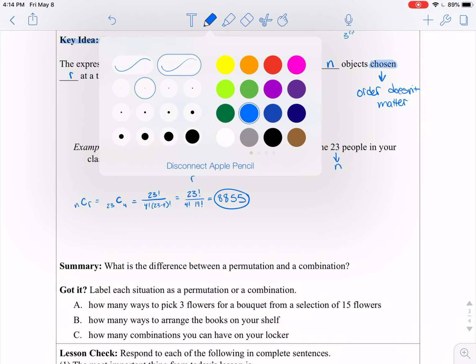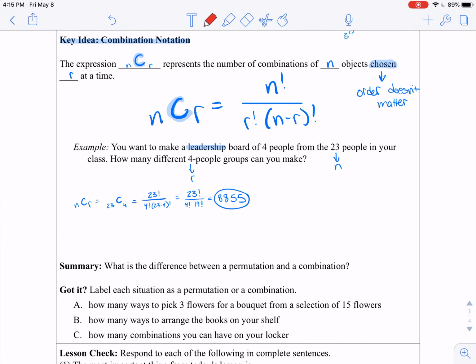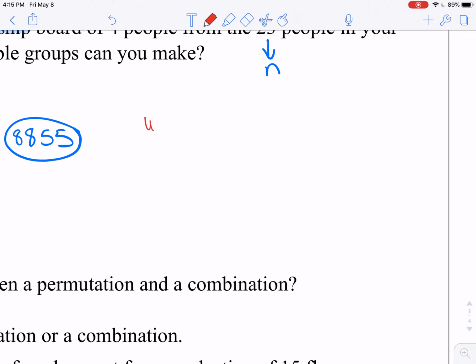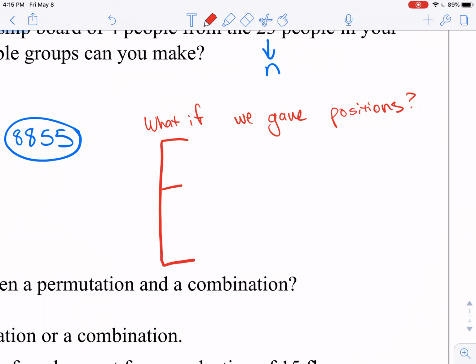Okay, now, but what if? What if order did matter? What if we gave them positions? For example, instead of just picking 4 people, what if we assigned a president, a vice president, a secretary, and a treasurer?